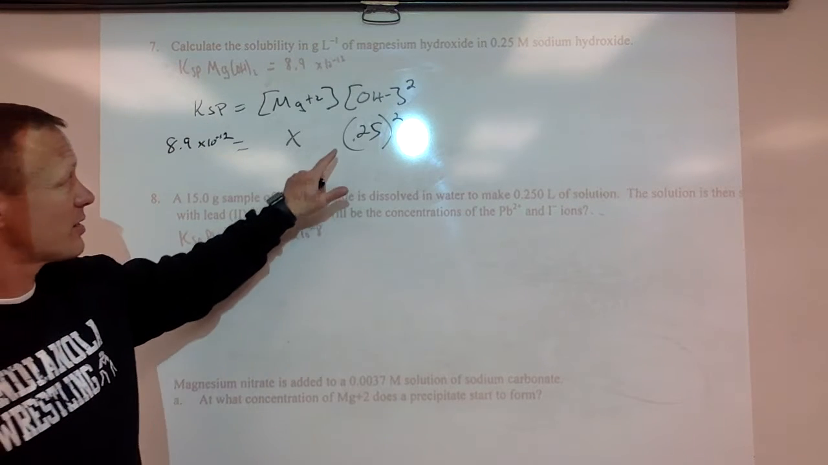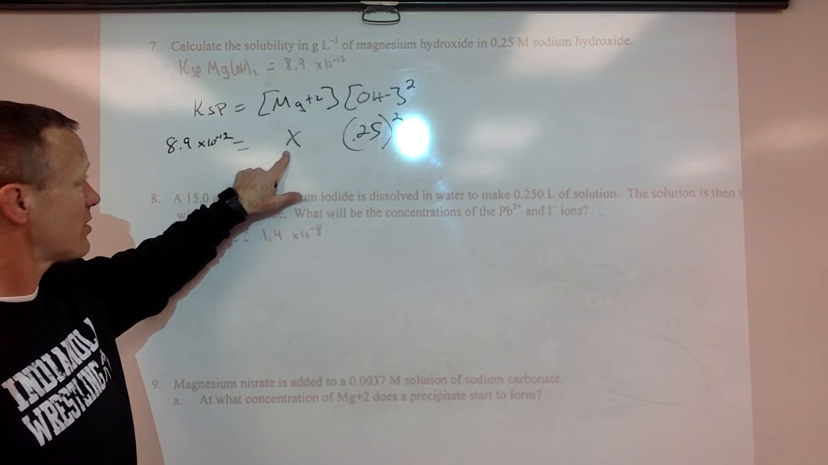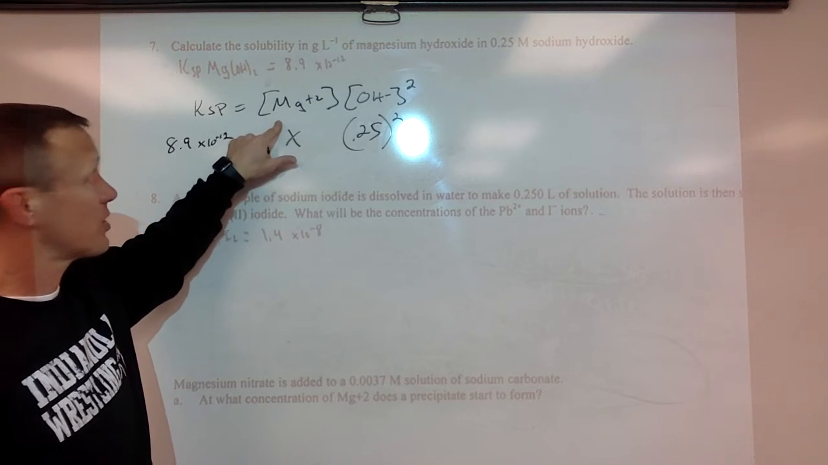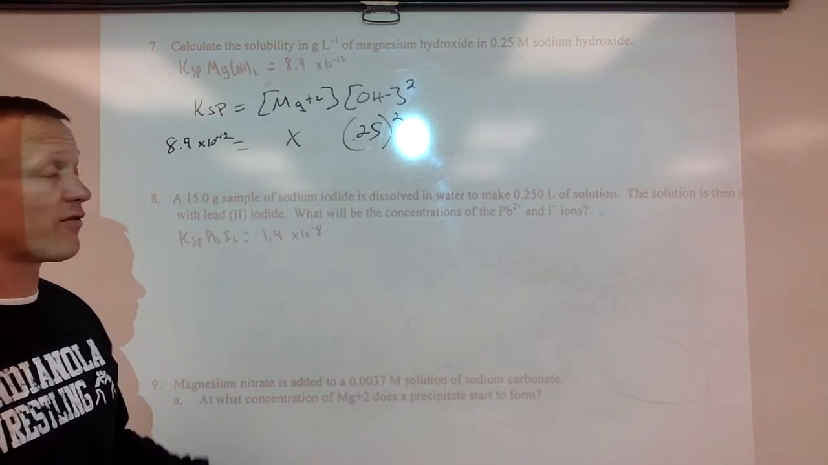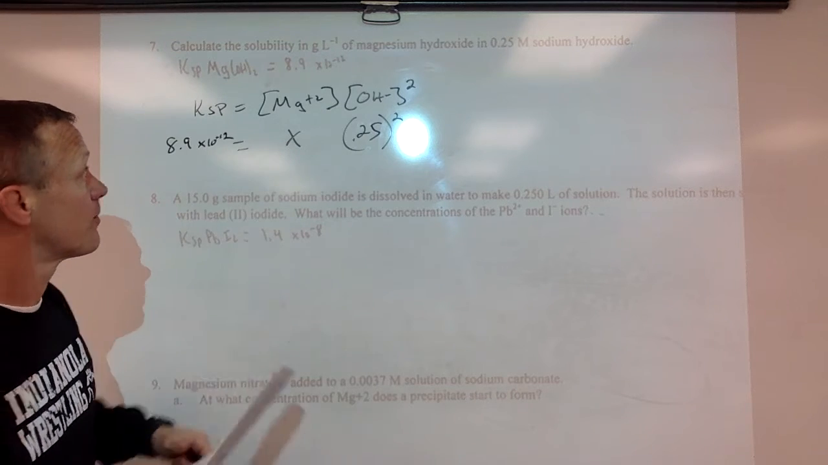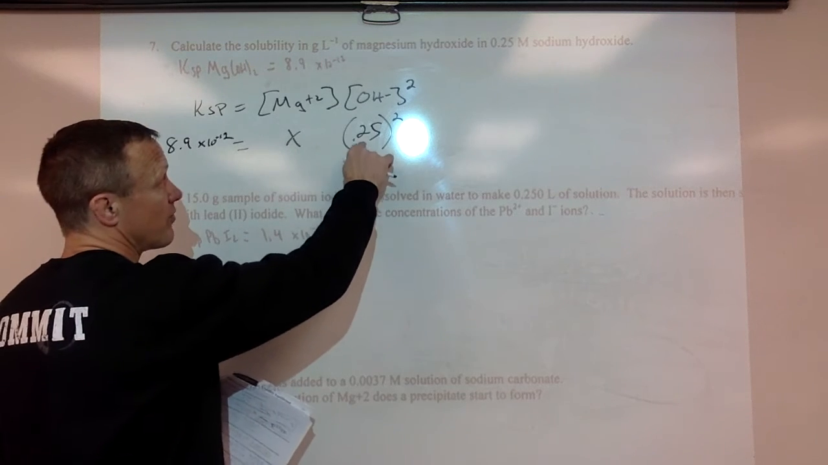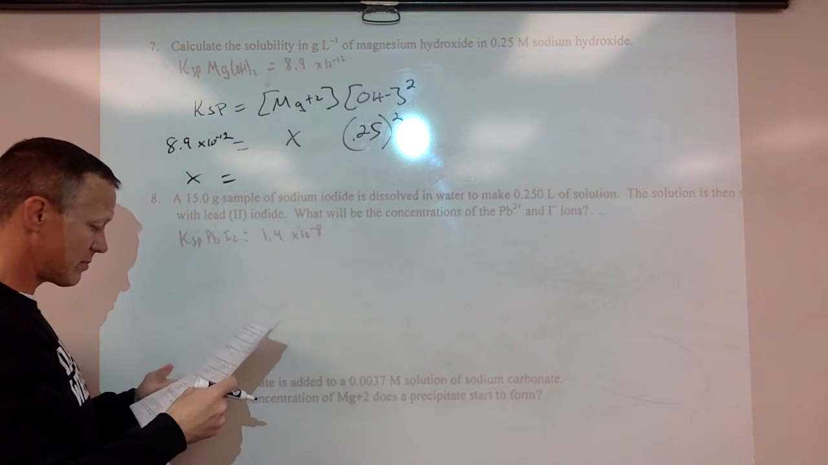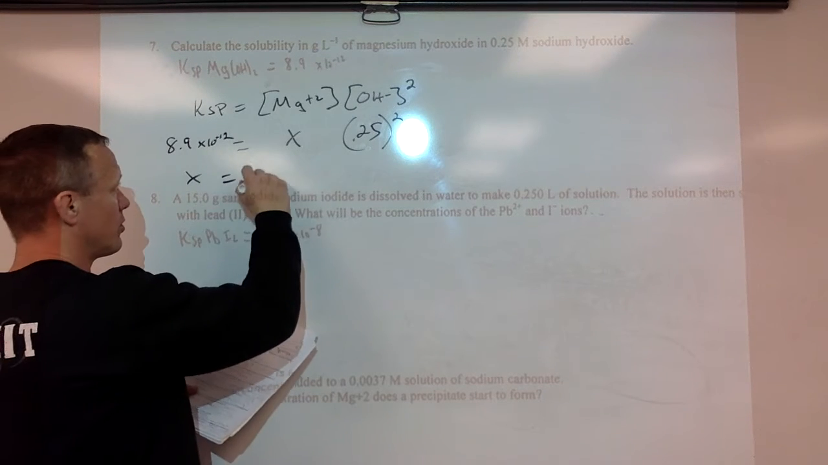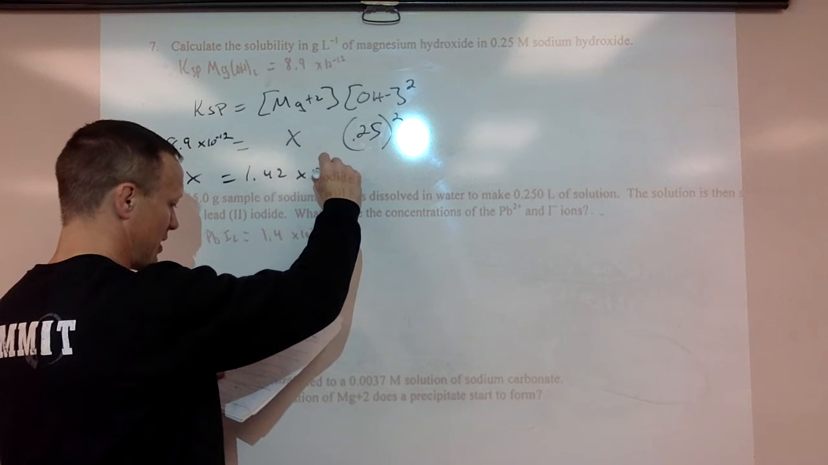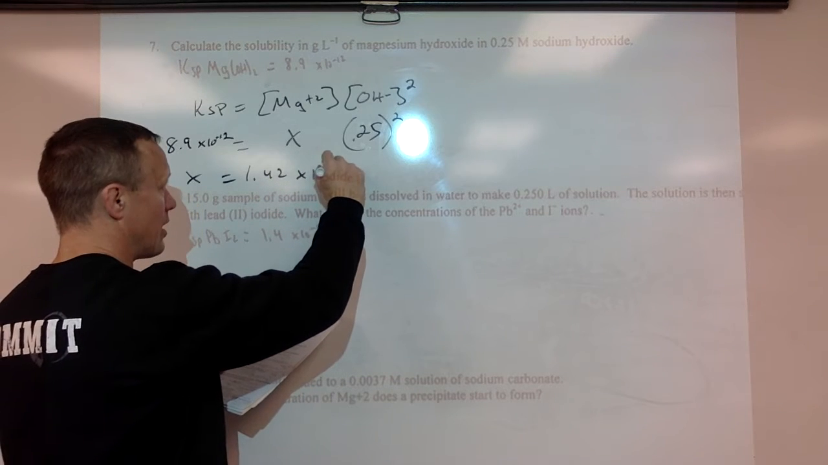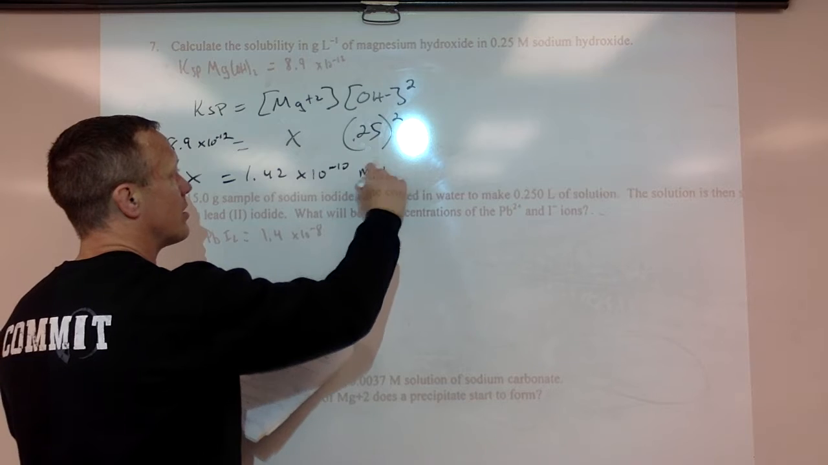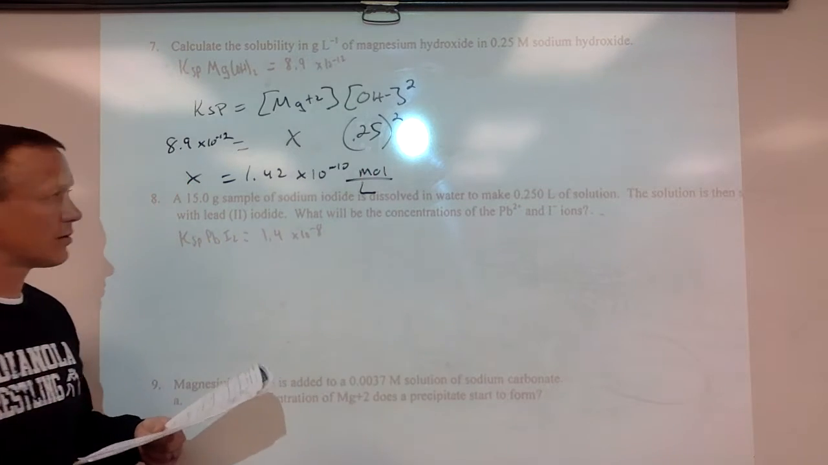Now, people usually ask, does this need to be 1/2 x or anything like that? No, it's just x. If this concentration is here, we already know that's 0.25. We're going to figure out what is the max amount of this we can dissolve. So square 0.25, divided over to this side, and our x value is 1.42 times 10 to the negative 10th moles per liter.